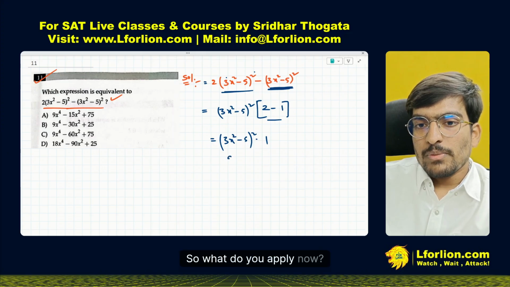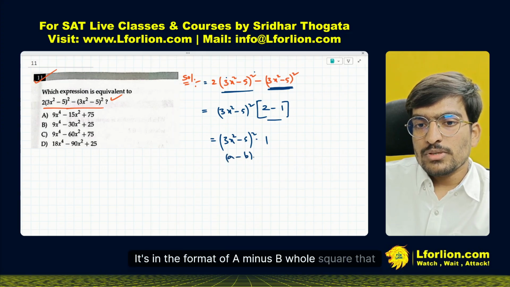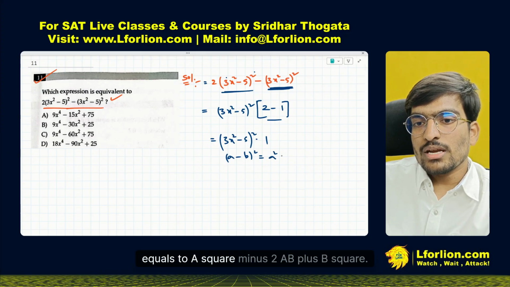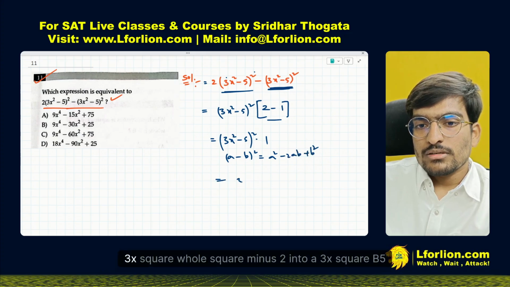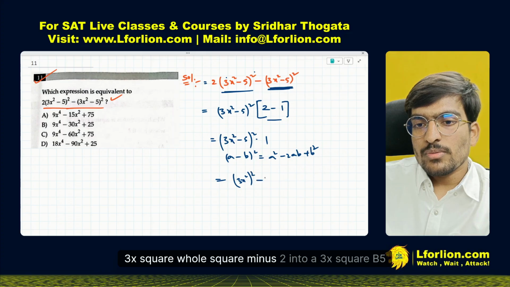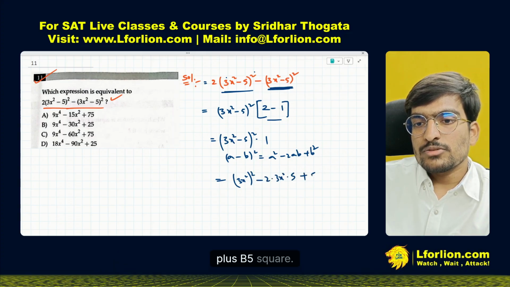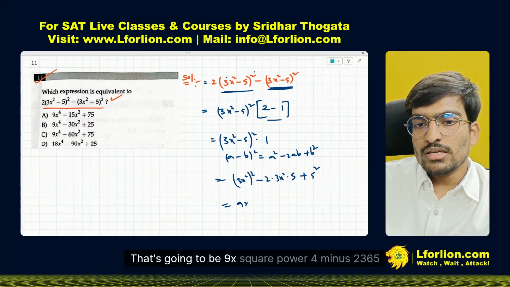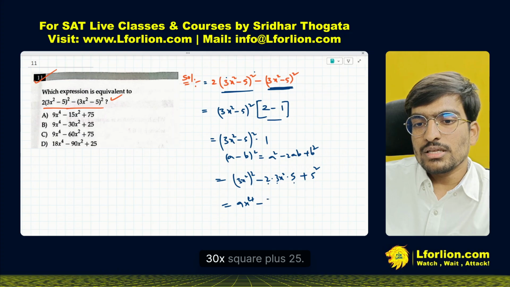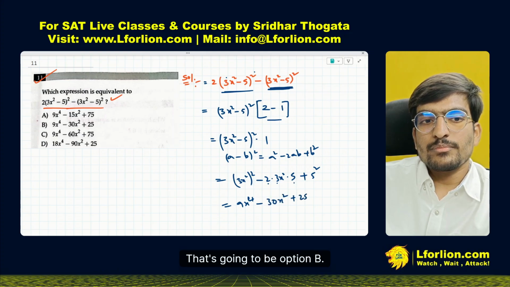So what do you apply now? It's in the format of a minus b whole square, that equals a square minus 2ab plus b square. So what is a square? 3x square whole square minus 2 into a, 3x square, b, 5, plus b, 5 square. That's going to be 9x power 4 minus 2 times 3 times 5, 30x square plus 25. That's going to be option B.